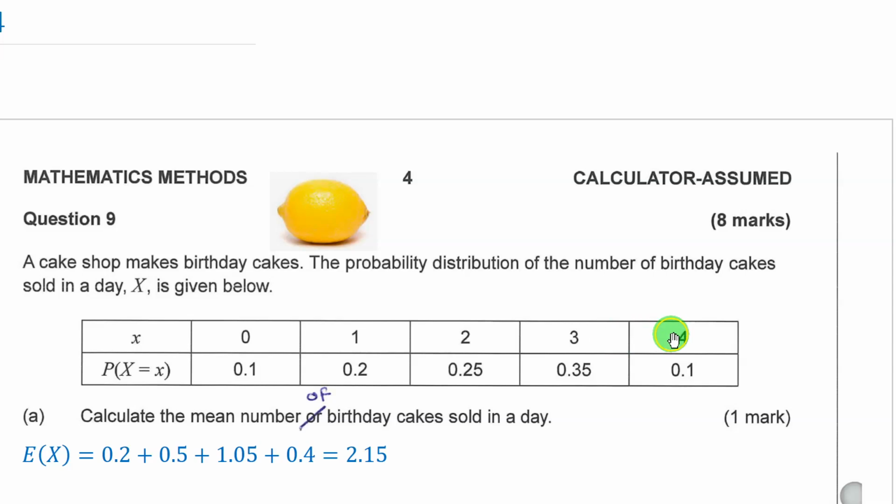Somewhere between 0 and 4 are the values it can take with these probabilities, and we have to work out the mean. The exam had a bit of a typo there, or was meant to be "of". Anyway, to get the mean, we've just got to find the sum of the product of all these pairs. So we've got nothing from the first pair, 0.2 from the second, 0.5, 1.05, 0.4, add them all up, and we end up with 2.15.